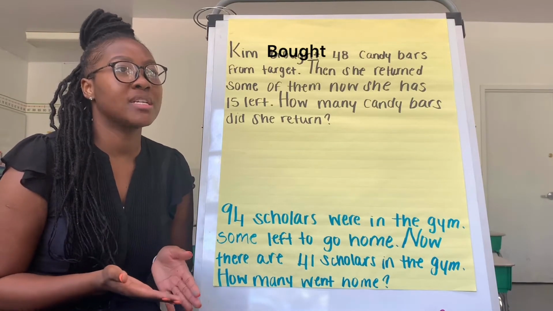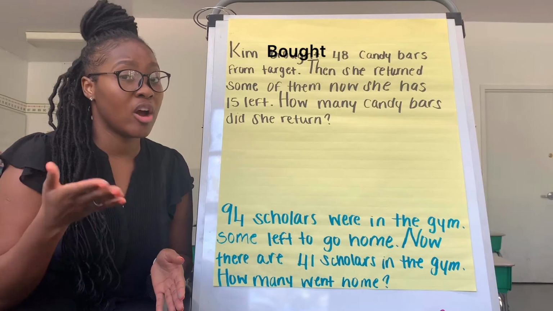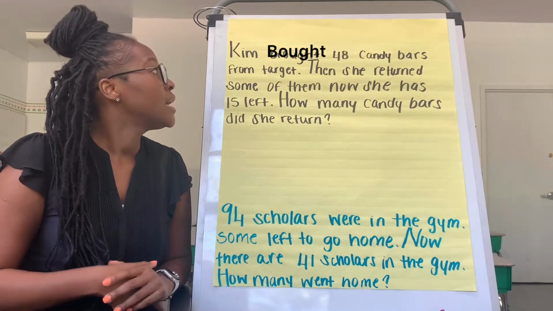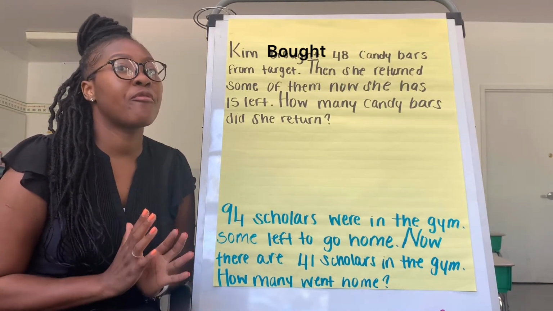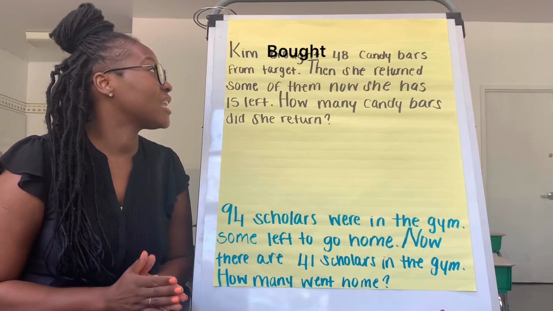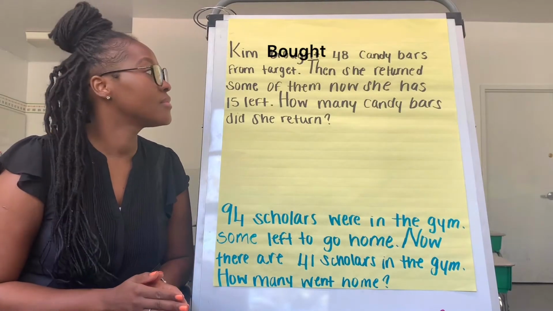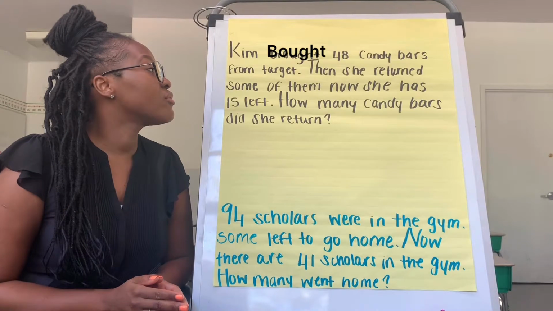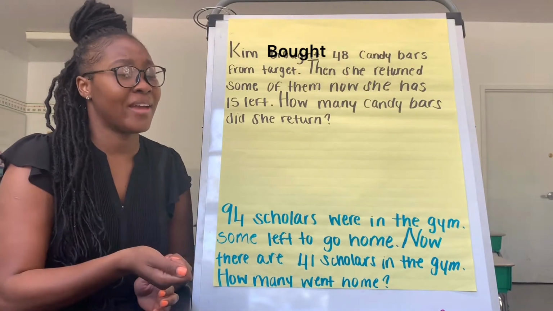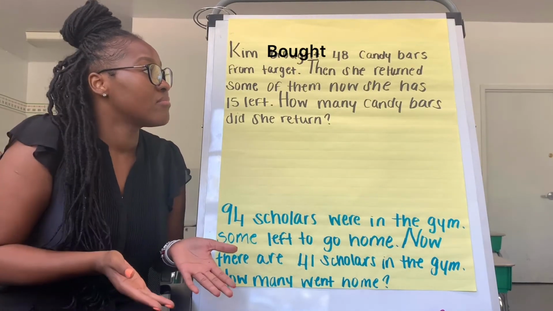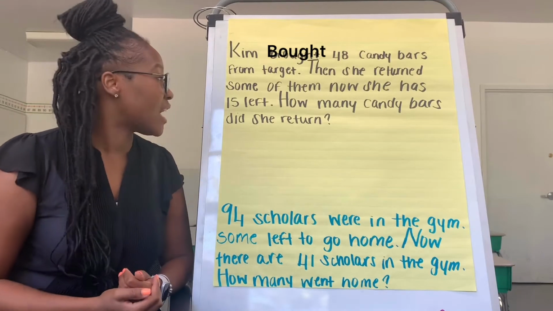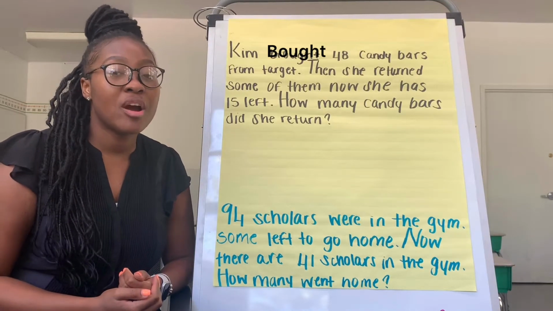Let's read it one more time and think about what's going on in the story problem. Kim bought 48 candy bars from Target. Then she returned, that means she gave back some of them. Now she has 15 left. How many candy bars did she return?